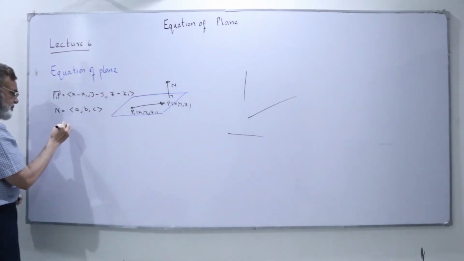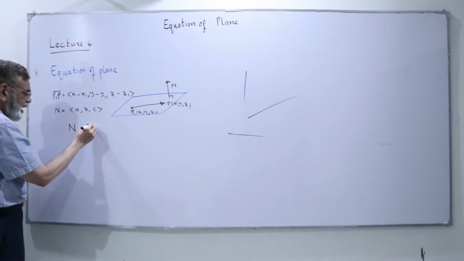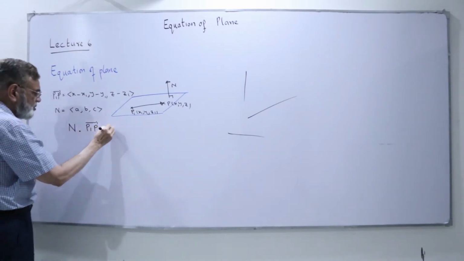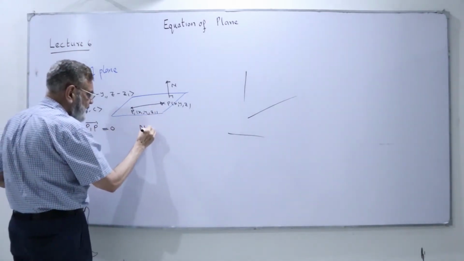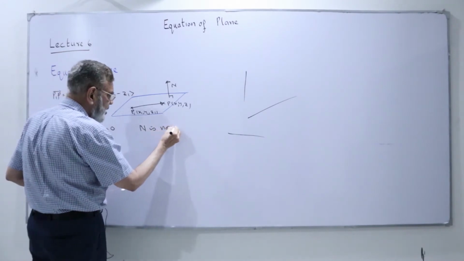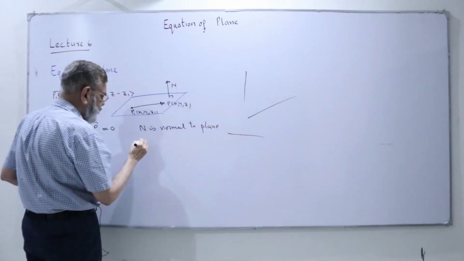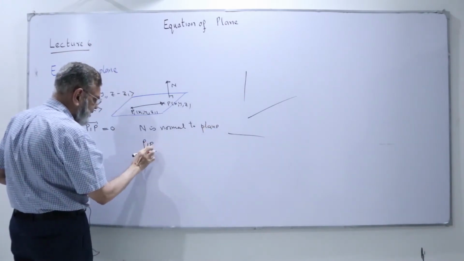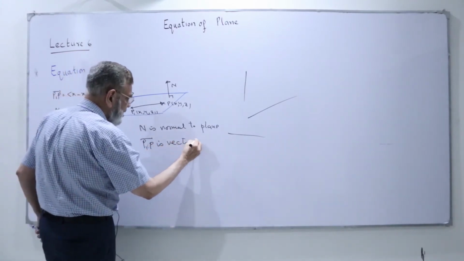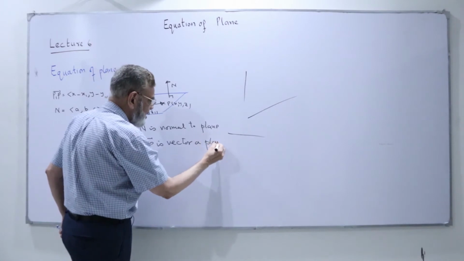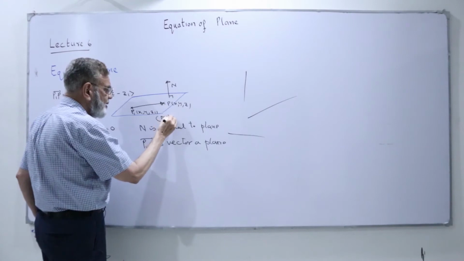So we use our idea of the dot product. When the dot product of 2 vectors is taken and they are orthogonal to each other, then it is equal to 0. So we say n is normal to the plane, and P1P is a vector in the plane. Here we say normal vector, or perpendicular to the plane, same thing.